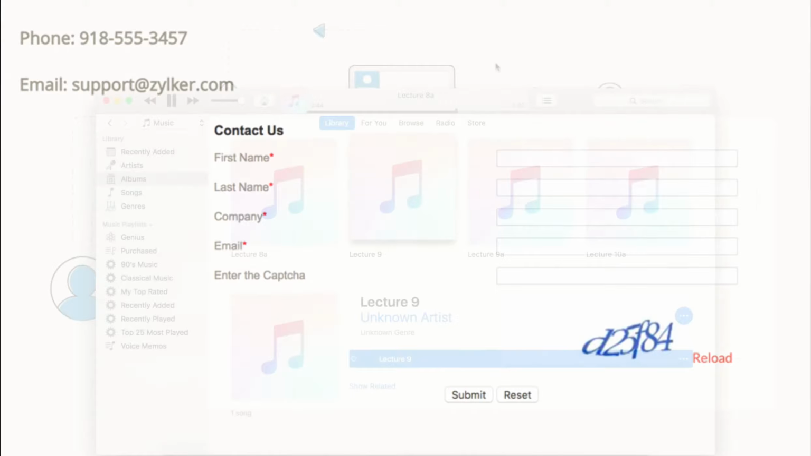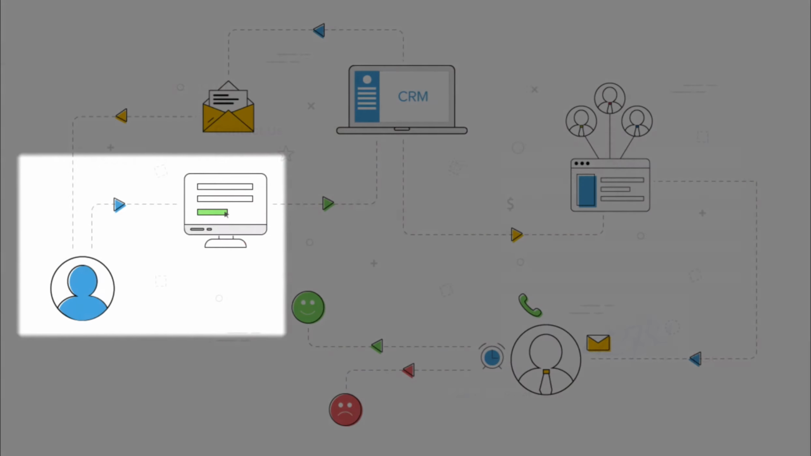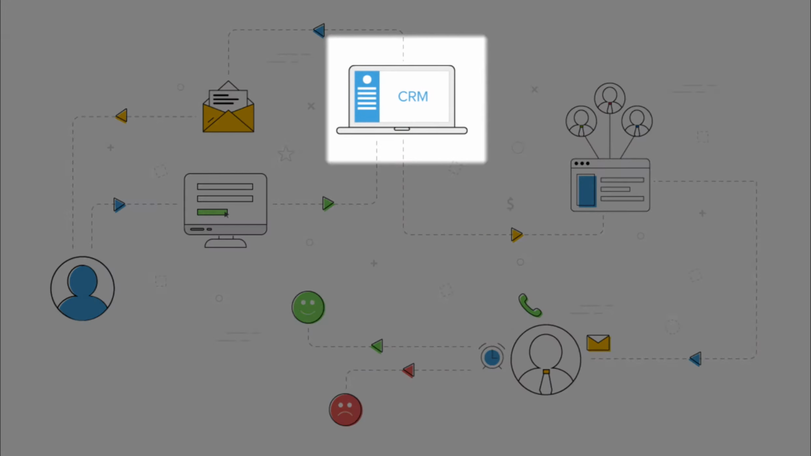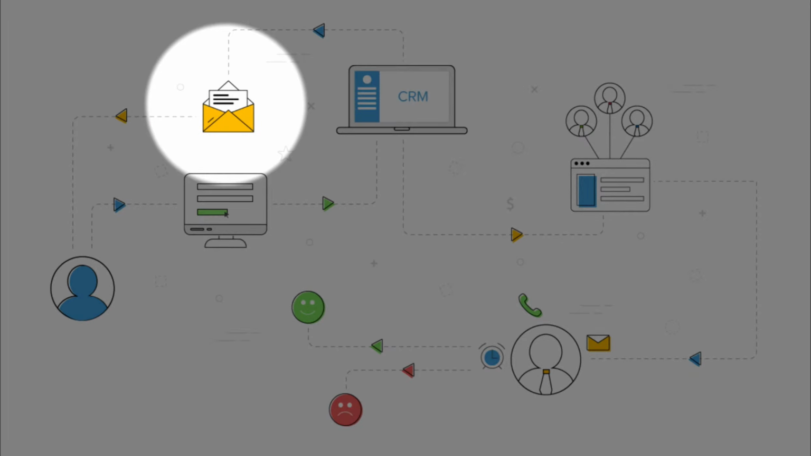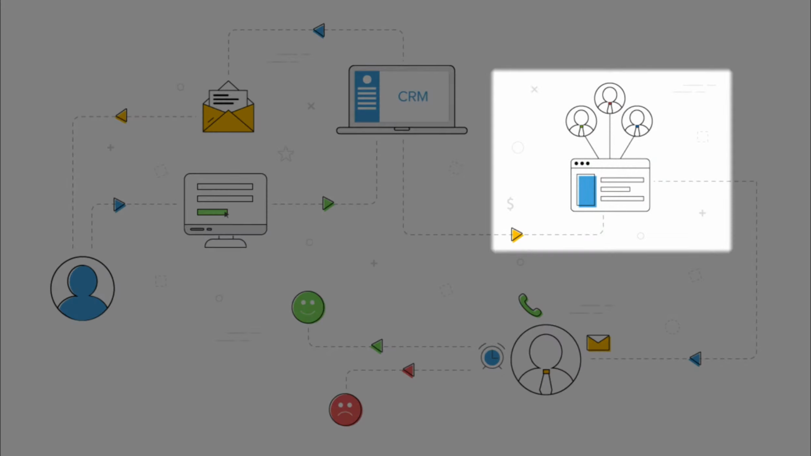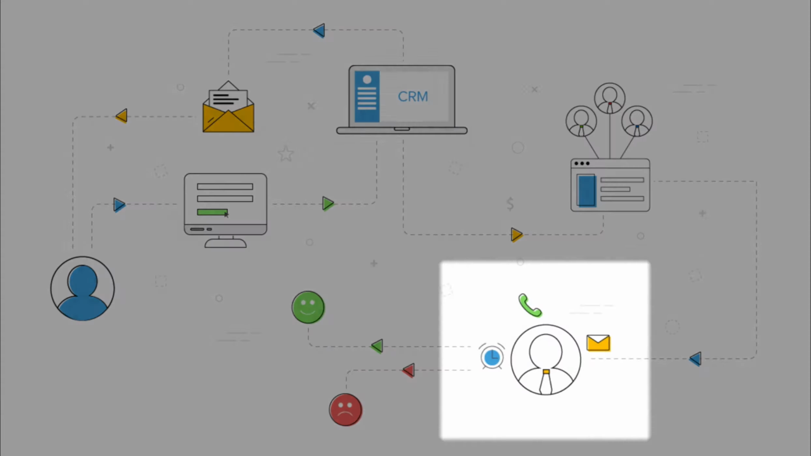Zilker has a website with a Contact Us form. Say when a person from the UK submits the form, he or she is automatically added as a lead in the CRM. Simultaneously, a response email is automatically sent to the lead confirming the submission. The leads thus collected will then be automatically assigned to different sales reps in the CRM based on the lead's country, so let's say UK, USA, or India.